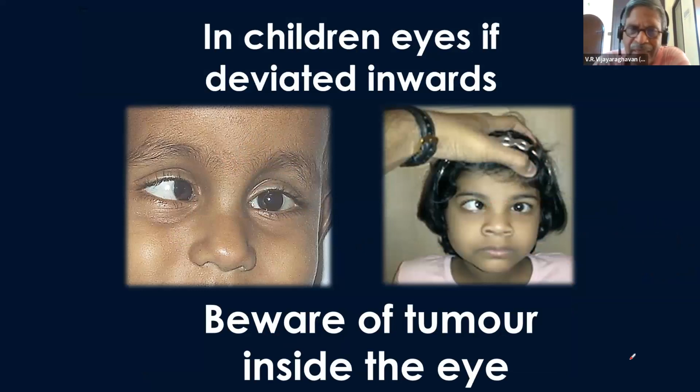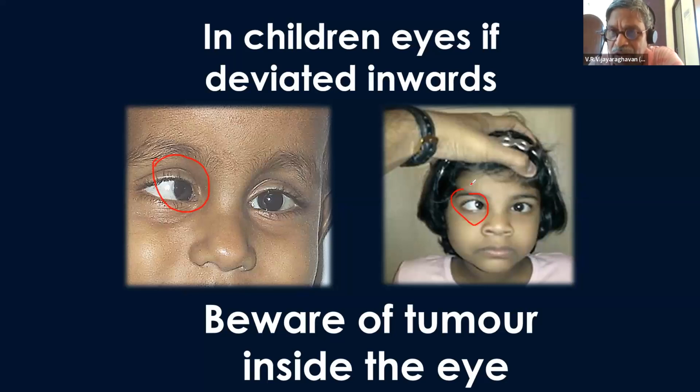And squint. Here the child has the right eye deviated inwards. It's called convergent squint. Here also it is convergent squint. That means, with a convergent squint in a child, be careful. Examine the eye properly. Inside the eye, you can have retinoblastoma. When the retinoblastoma involves the central macula, the vision is affected and the child cannot fix, so naturally the eye will take a resting position. For the child it is convergence; in an adult it is divergence. But in a child, usually a blind eye will go for convergence.